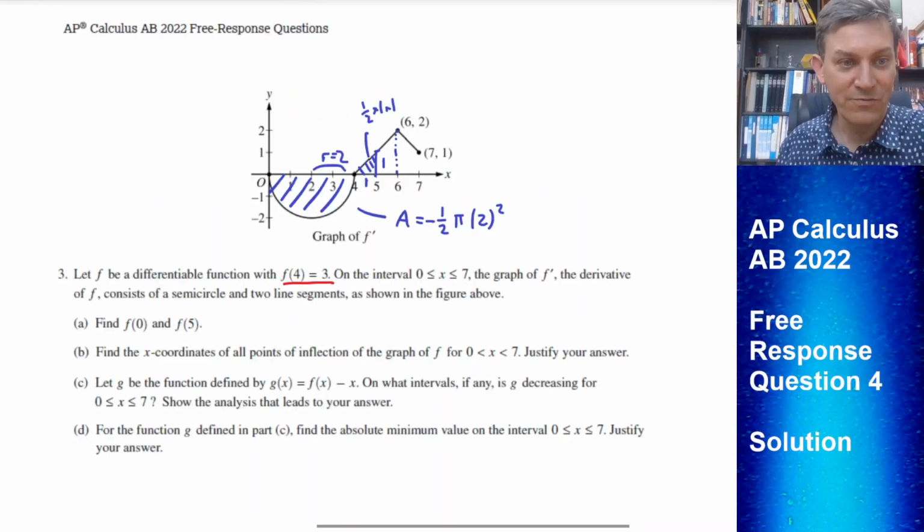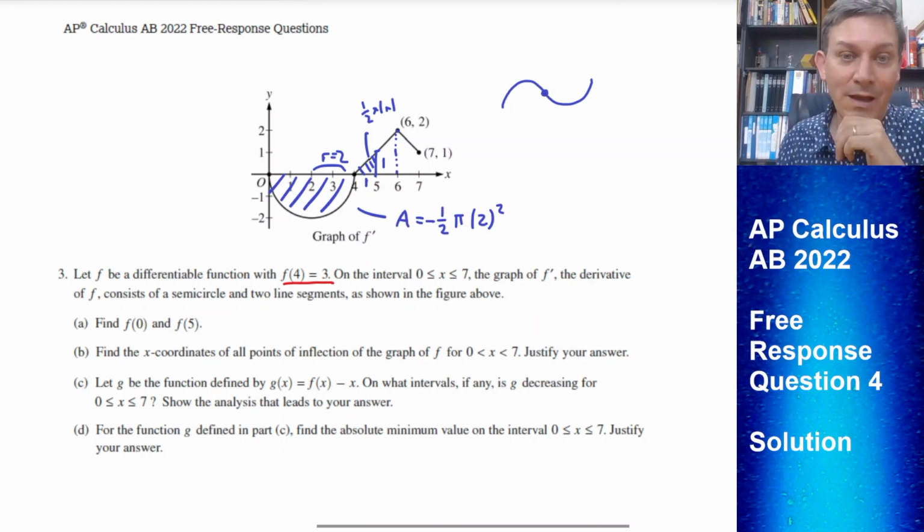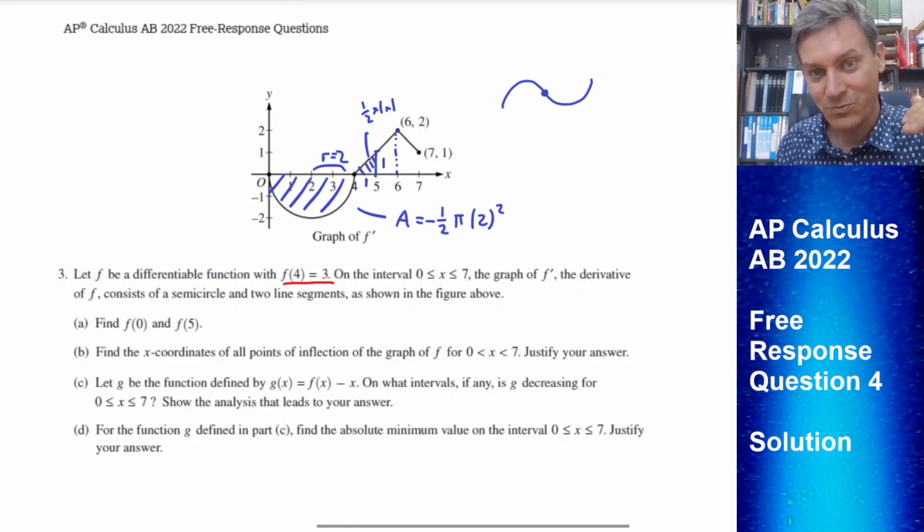Okay, part B. Find the x-coordinates of all points of inflection of the graph of f between 0 and 7, justify your answer. Okay, so what's a point of inflection? A point of inflection on the graph is where it goes from having a negative curvature like this to having a positive curvature here. Okay, so in areas of negative curvature, the gradient is decreasing, and in places where it has positive curvature, the gradient is increasing.